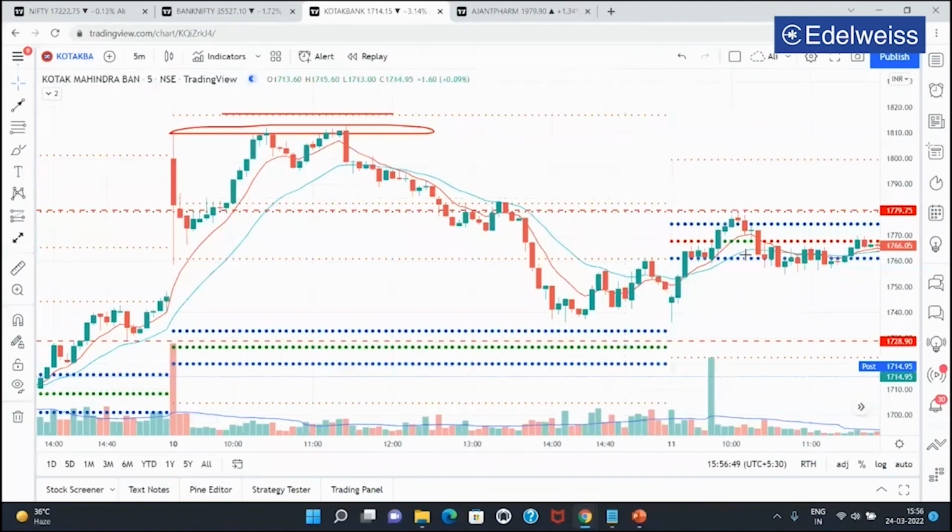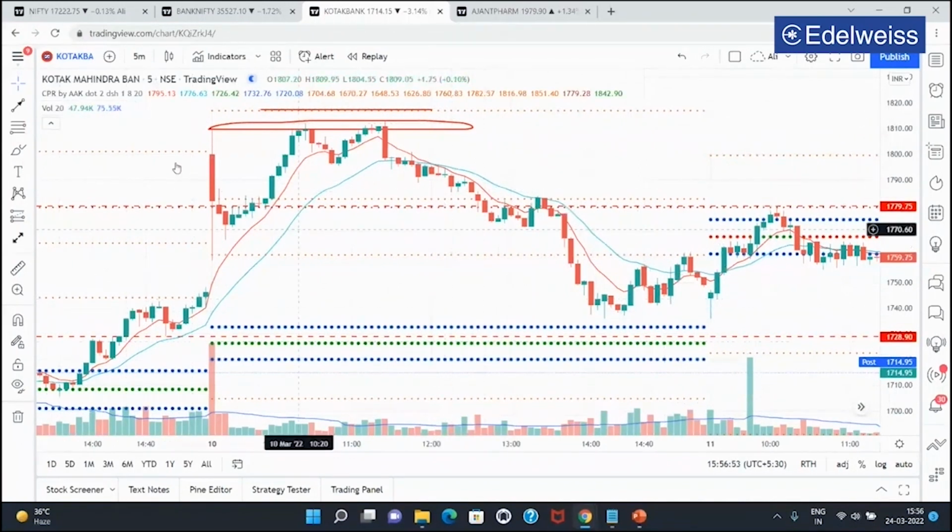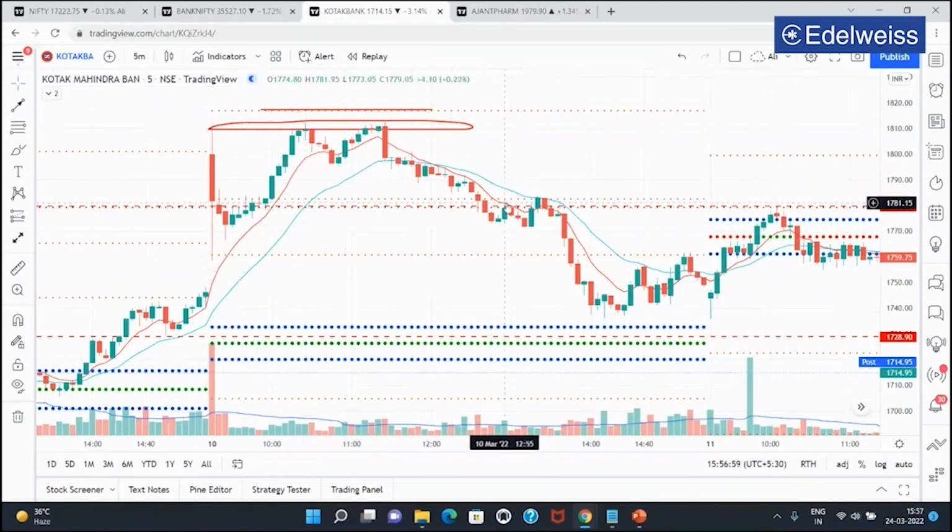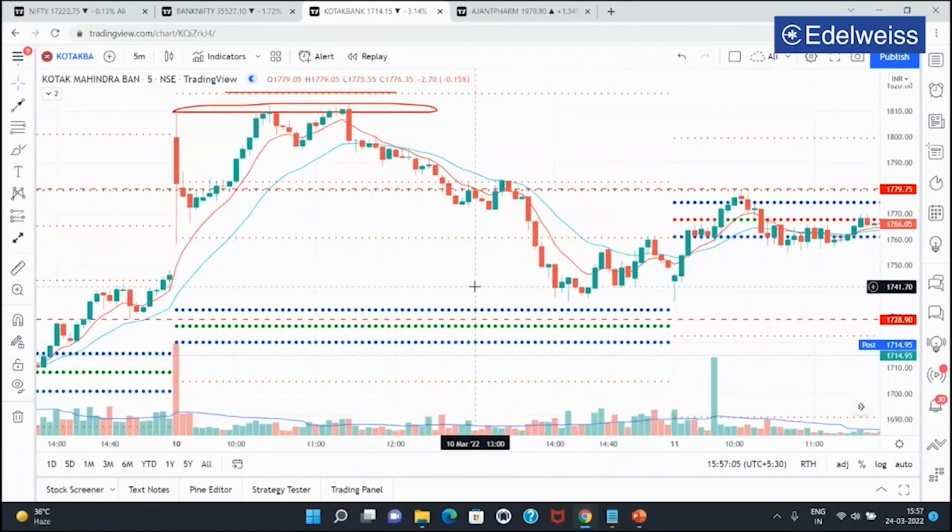This indicator is very simple. You can use CPR. This is CPR. You can use CPR by AAK in TradingView, and it's a free indicator. These pivots allow you to identify where the support or resistance is lying. You can use this indicator. It's free of cost. So it's CPR.